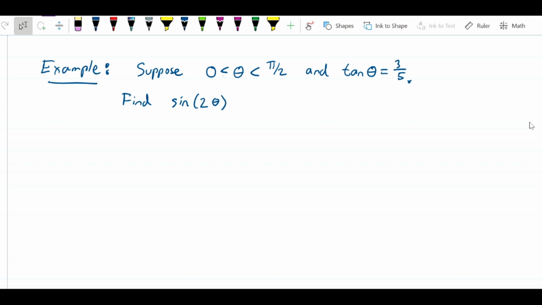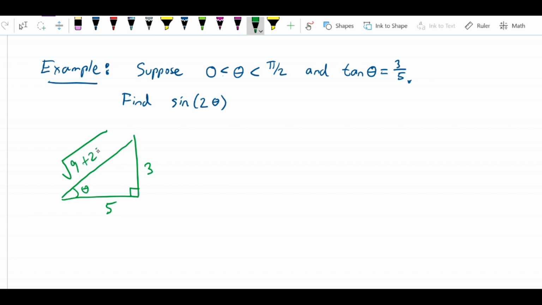So what I can do here, as we did in an earlier problem, is show a right triangle with an angle of theta. And we know that since the tangent of theta is 3/5, that means that the ratio of the opposite to the adjacent is 3/5, and I can just put in those numbers like that. So that means that the hypotenuse is going to be 3 squared is 9 plus 5 squared is 25, and that gives us a hypotenuse of square root of 34.